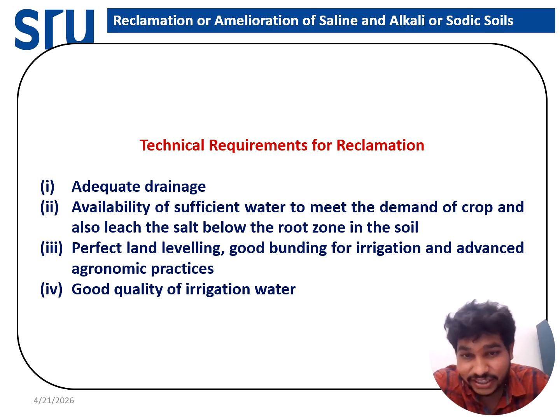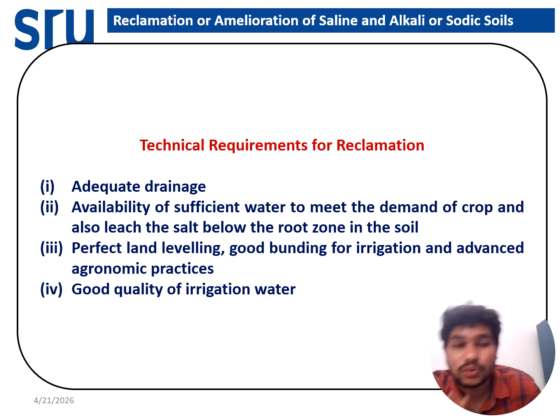And what technical requirements should we meet for the saline soil? First is drainage. The soil should have good drainage, because if we give water, a stagnation problem will occur, and after evaporation the salt content will increase. Then we should have sufficient good quality water, with low EC, low SAR, and low TSS. Because only with sufficient good quality water can we meet the demand of the crop and reduce the salt content below the root zone.